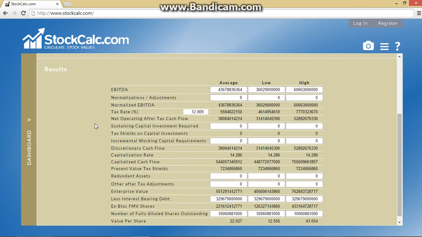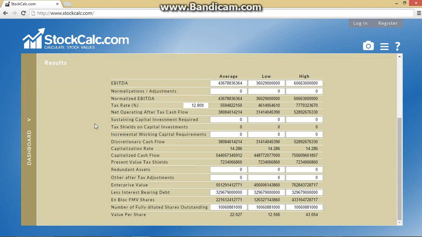As we said, the capitalized cash flow looks at the historical data over time to see how the company has fared. Capitalized cash flow is good for a steady state company with a predictable growth rate. In this example, the average EBITDA or cash flow for General Electric for the last 10 years is approximately $43 billion. You can see a low of 36 and a high of 60.